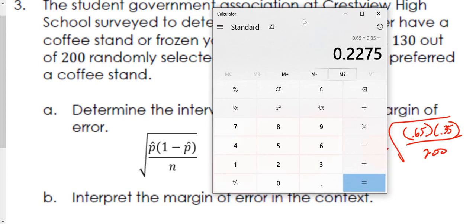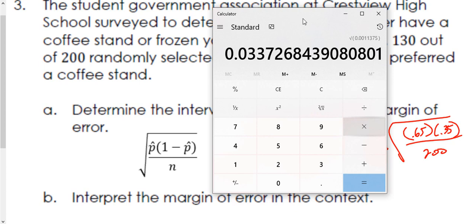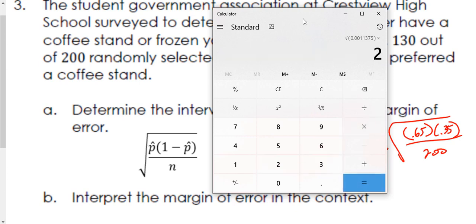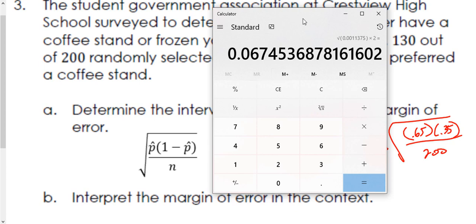Let me move this over so you can see. Divided by 200 gives us this value. And then we're going to take the square root of that value, and then multiply it times 2. And we get 0.0674. Remember, this is a percentage, all right? And we'll do, I don't know, maybe 3 decimals, all right? 0.067. This 4 right here says to the 7, hey, stay there.